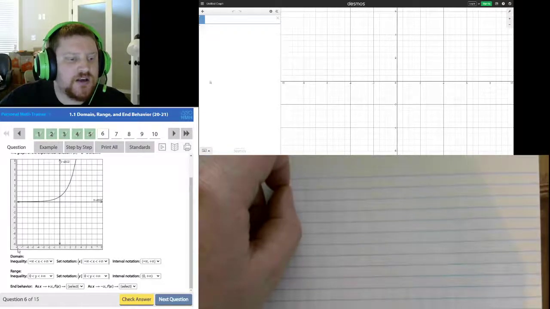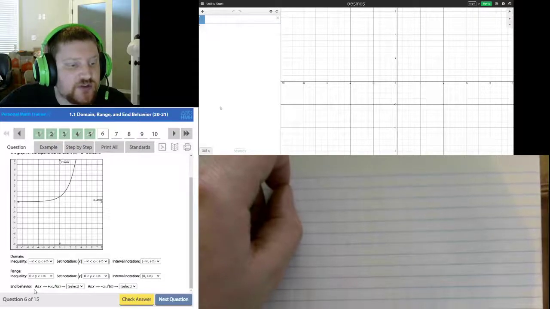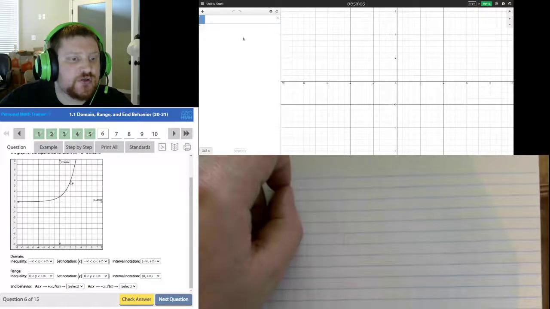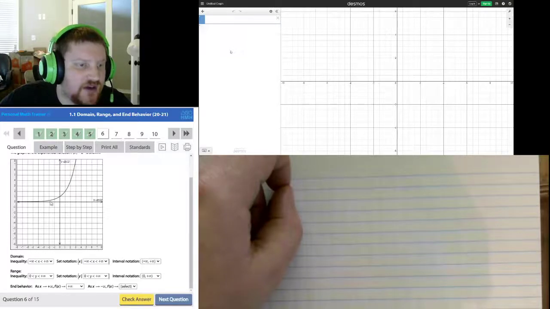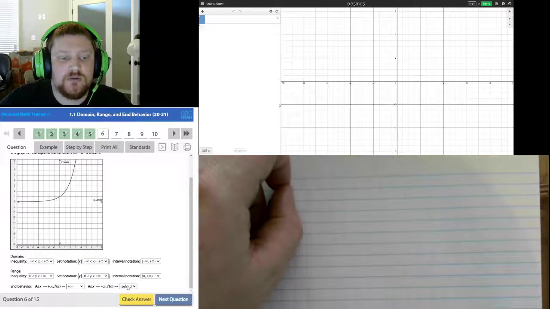Finally, our end behavior. They're actually going a little backwards here. So we need to be careful and make sure that we're watching the right thing. They're starting with as x approaches positive infinity. So as this goes to positive infinity, f of x goes to positive infinity. And as x approaches negative infinity, well, we just said that we're getting closer and closer to 0.